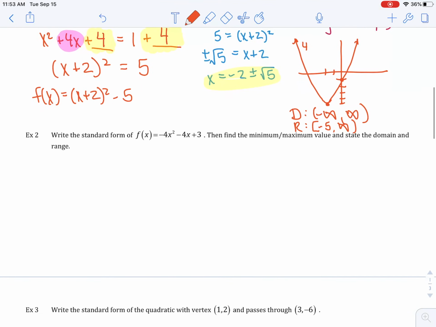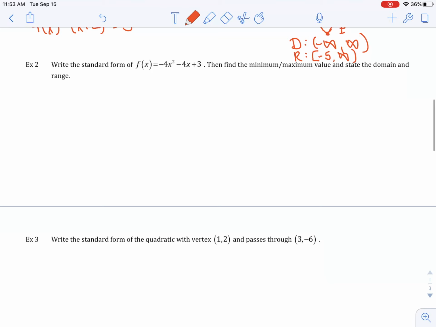Alrighty. Example 2. Write in standard form, so vertex form. Then find the minimum or maximum value, and state the domain and range. So first step, getting into the right form. So we need to complete the square. But I realized something different about here. For you to complete the square, the a term has to be a 1. The previous one already was a 1.